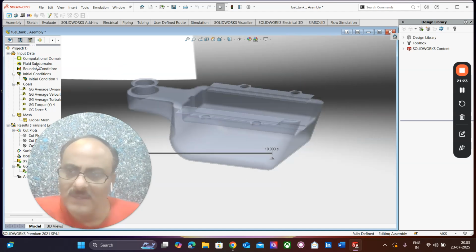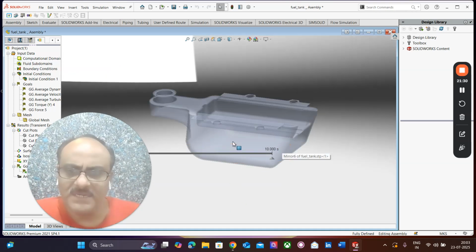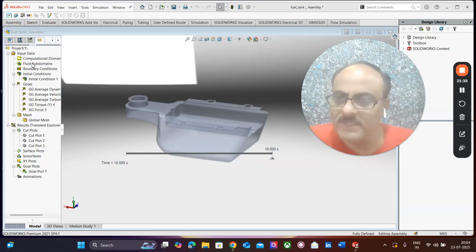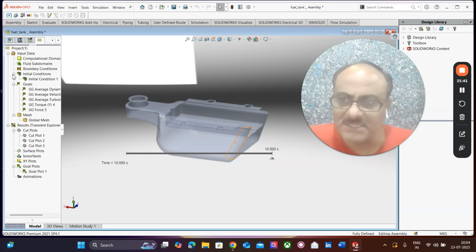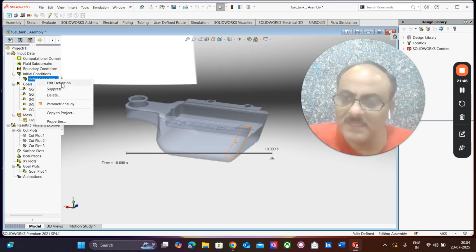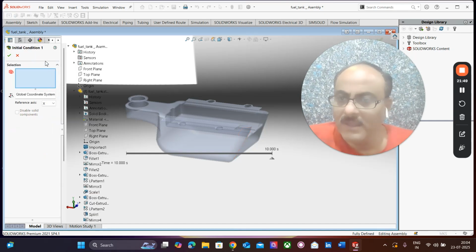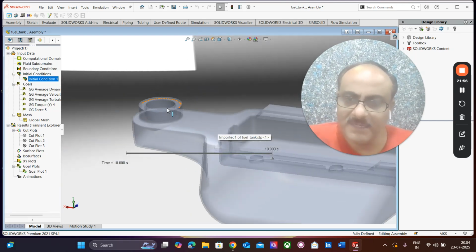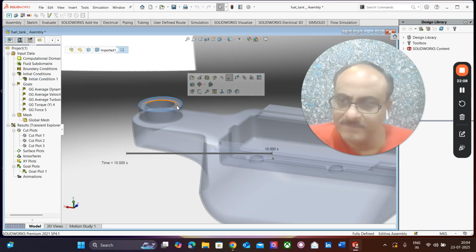Okay, so now we have the fluid subdomain. Based on the fluid subdomain, we describe what fluid is going to be kept inside. So we have to give the boundary conditions. In the boundary conditions, we have the initial condition, and we are going to mention that a certain atmospheric pressure is entering this particular region. So this is the nozzle, and on the nozzle there is going to be atmospheric pressure.